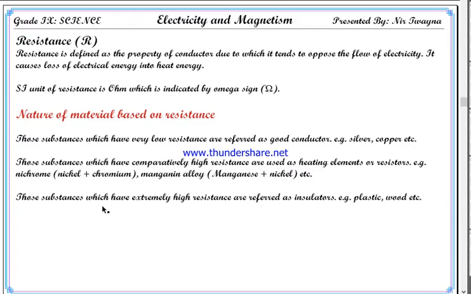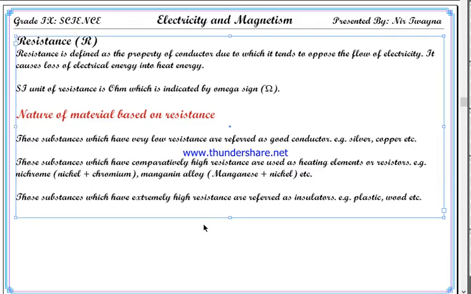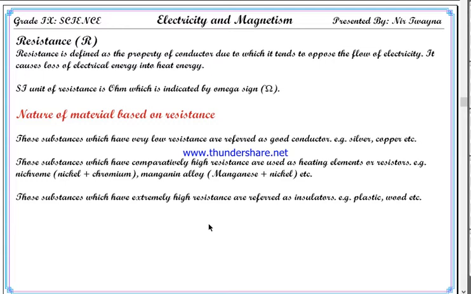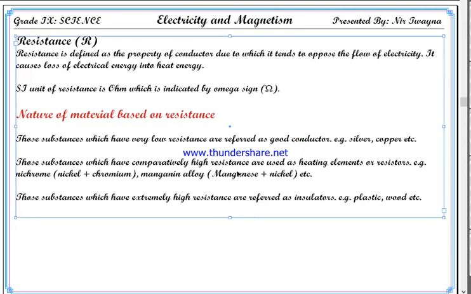Similarly, the substances which have extremely high resistance will not allow any amount of current to pass through them. They are called insulators. Any confusion? So based on resistance, there are three nature of materials: good conductors, semiconductors, and insulators.